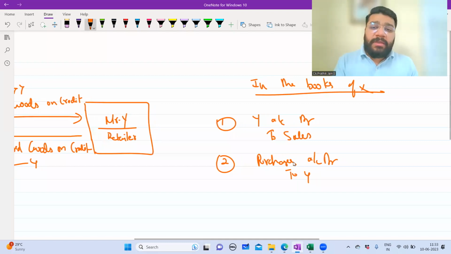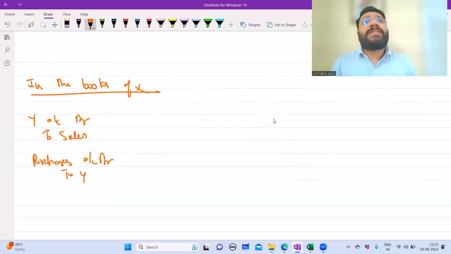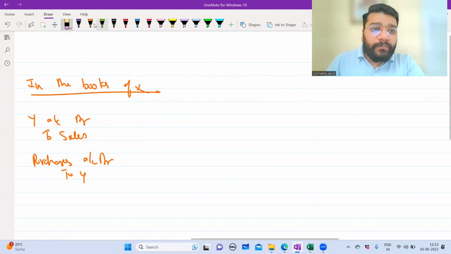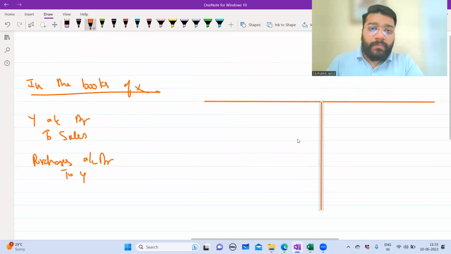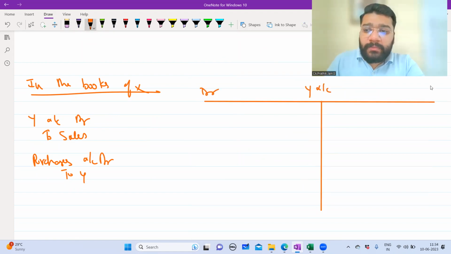Now what happens? We have to open a ledger. So what ledger will you open? Y's account, in the books of X. Debit, credit. So we have to record the sale. Some date, let's suppose this is 1st of March. To sales, 1000 rupees. Am I right?